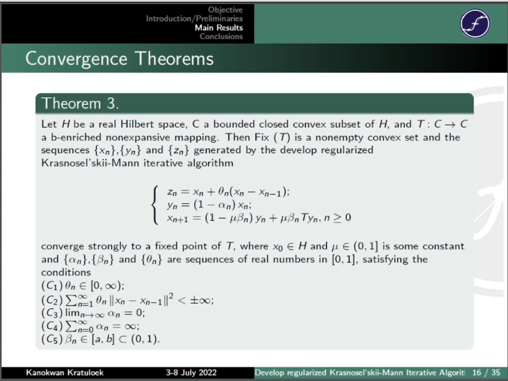By Theorem 2, if we let C be a bounded closed convex subset of H and a mapping T be a Lipschitz non-expansive mapping, then Fix(T) is a non-empty convex set and the sequences x_n, y_n, and z_n generated by the developed regularized Krasnosel'skii-Mann iterative algorithm defined converge strongly to a fixed point of T, and alpha_n, beta_n, and theta_n are sequences of real numbers in the interval (0, 1) specifying conditions C1, C2, C3, C4, and C5.